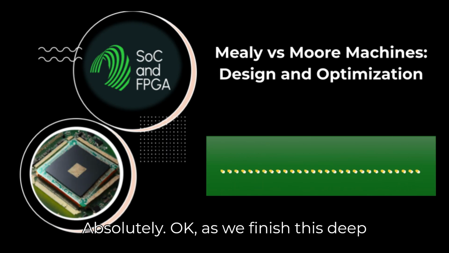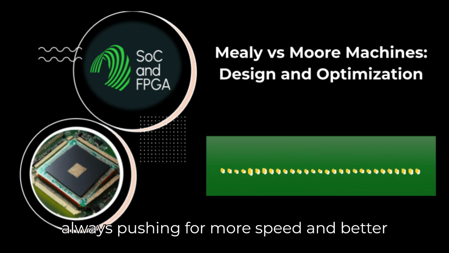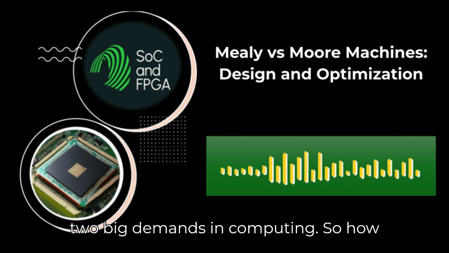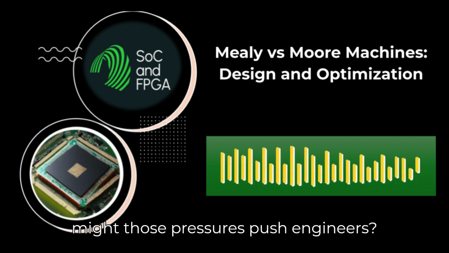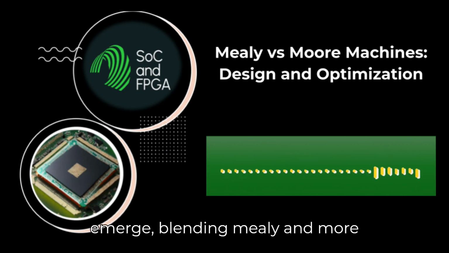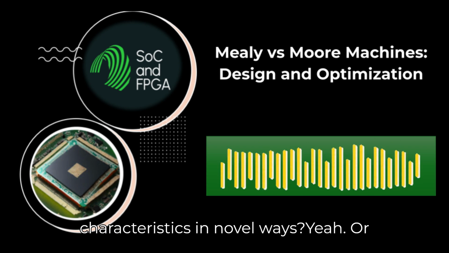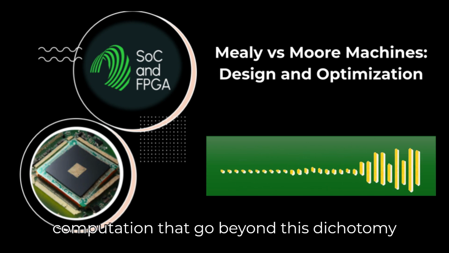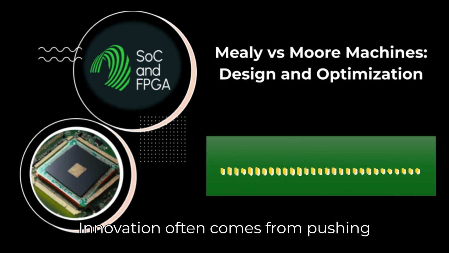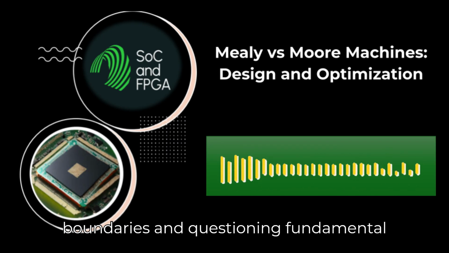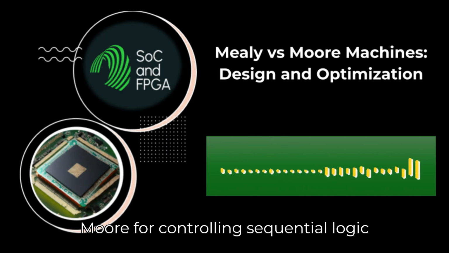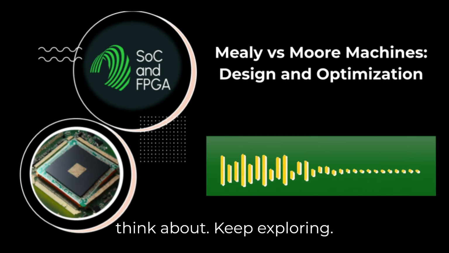Absolutely. Okay, as we finish this deep dive, here's something to ponder. We're always pushing for more speed and better energy efficiency, right? Constantly. The two big demands in computing. So how might those pressures push engineers? Could we see new hybrid FSM designs emerge, blending Mealy and Moore characteristics in novel ways? Yeah. Or maybe entirely different models for computation that go beyond this dichotomy altogether? That's a great question. Innovation often comes from pushing boundaries and questioning fundamental models. What lies beyond Mealy and Moore for controlling sequential logic efficiently? Something for you all to think about. Keep exploring.